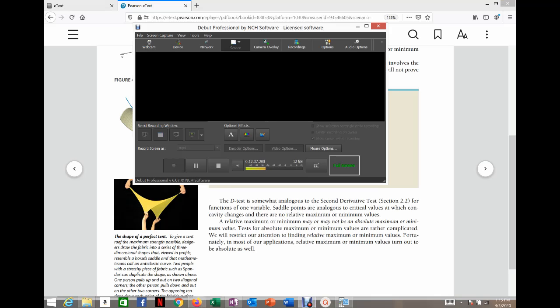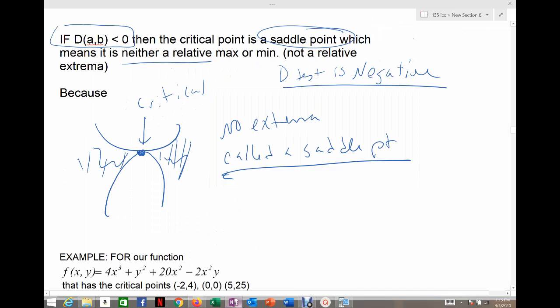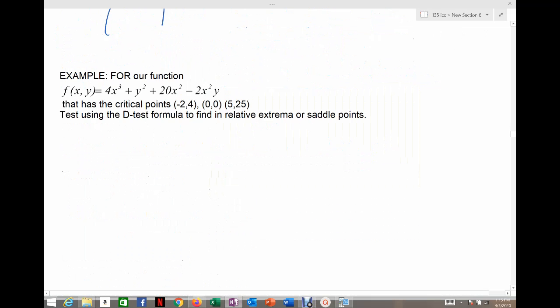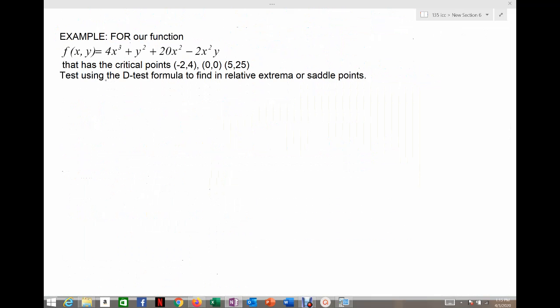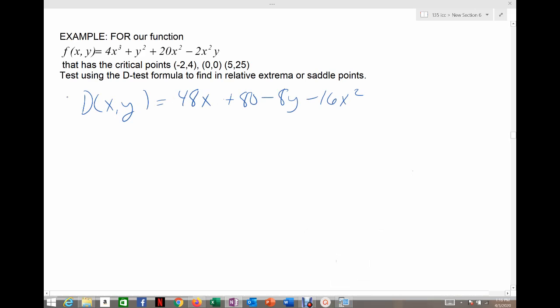All right, so I'm going to go back to our notes. Look at the example I had before. For this example, we're going to test 3 critical points using the D formula and see if I've got maximums or minimums. So I'm going to rewrite the D formula I found earlier. Remember, I took my second derivatives with respect to x and with respect to y, multiplied them out, and subtracted the mixed derivative. It came out 48x plus 80 minus 8y minus 16x squared. So there is my D formula, where I'm going to have to test all 3.